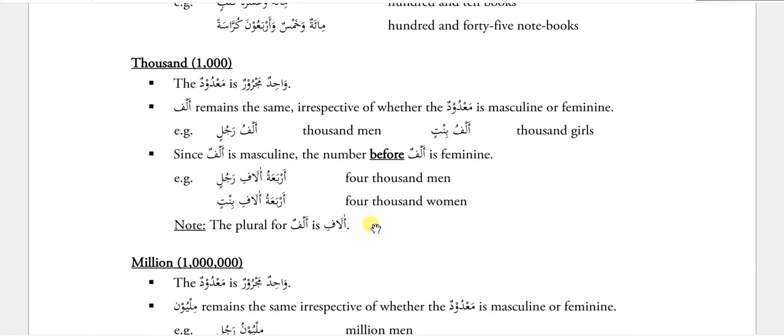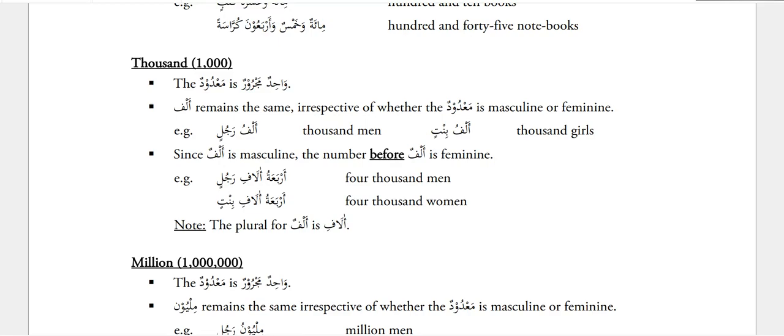Now for 1000. So 1000 also is just similar to 100 in rules. 1000 also becomes muzaf, the madud becomes muzaf ilay. For example, alfu rajulin, 1000 men, alfu bintin, 1000 women. Alfu and the jama of alfu is alaf. For wahid you say alfun, for tasniya you can say alfa or alfai. It is actually alfani, but noon is eliminated.